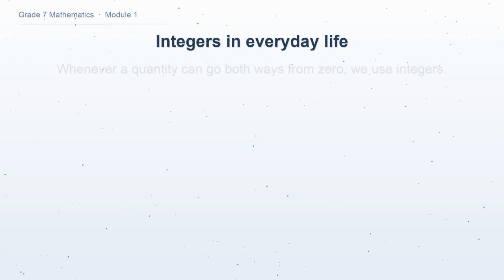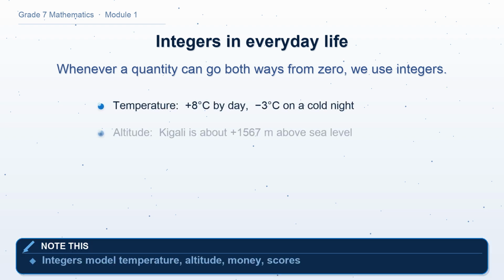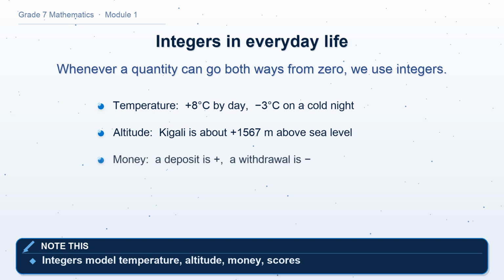These rules are not just for the classroom. Integers describe the world all around us. Temperature can be 8 degrees above 0, or 3 degrees below, which we write as -3. Altitude is measured above and below sea level. On a mobile money account, a deposit is positive and a withdrawal is negative. Even a football team's goal difference can be +5 or -2. Whenever a quantity can move both ways from 0, integers are the language we use.